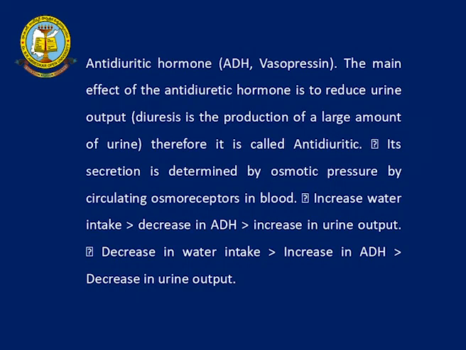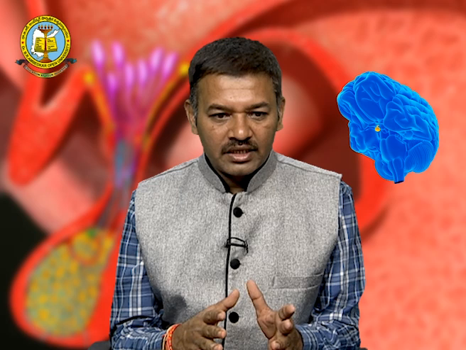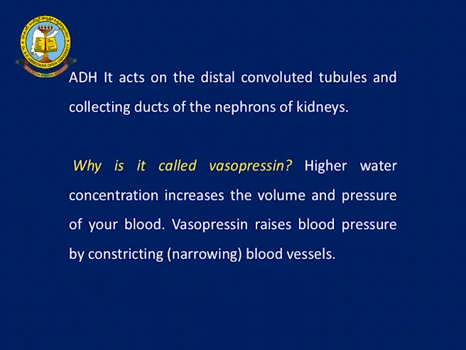Antidiuretic hormone ADH, or vasopressin: the main effect of the antidiuretic hormone is reducing the urine output. Its secretion depends on osmotic pressure and is released under different conditions of blood pressure and water intake. There are so many processes there. Why is it called vasopressin? High water concentration increases the volume and pressure of your blood. Vasopressin raises the blood pressure by narrowing the blood vessels.